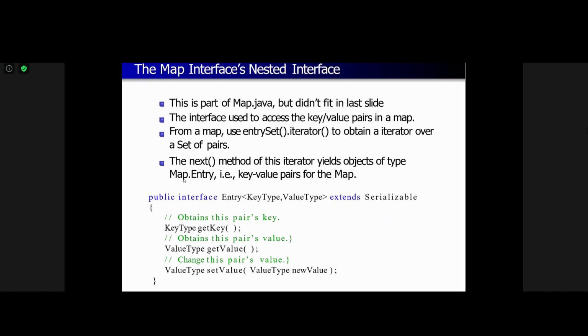Okay, so of course we saw this entry key type value type in the API, so it has to have a definition as well, and this is part of Map.java. You can see it just contains the key and the value, so you can get the key or the value out of it, and you can set the value. So you don't change the key directly. You can throw it away and start over, of course. And again, don't worry about this extends Serializable.